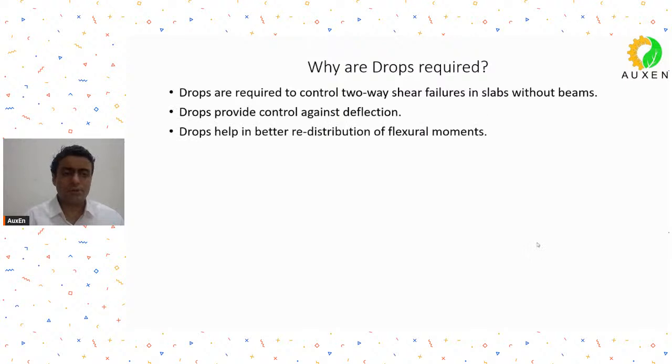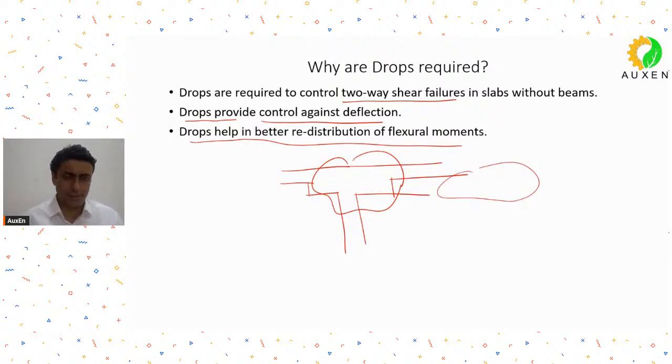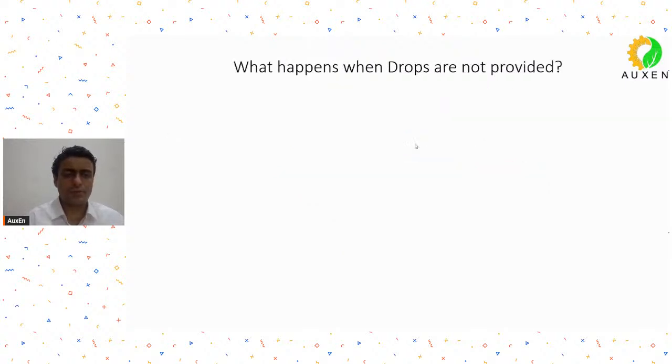Okay, so why were drops required? Drops are not only required to control two-way shear, which is the most critical limit state in your slab without beam system, but of course drops also help you to provide control against deflection. Also, because these drop panels have a large stiffness, you might have seen that they attract a lot of hogging moments, thereby restricting the sagging moments in the midspan. So I have written that they also help in the redistribution of flexural moments. So drops are not only provided to control shear failures, but also to control deflection and to help better distribution of moments. So that's why we provide drops.